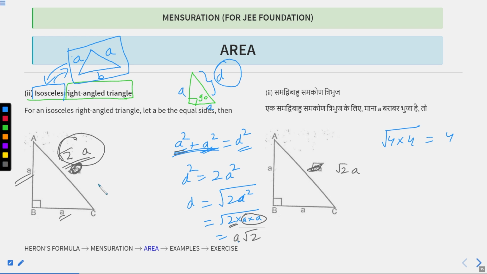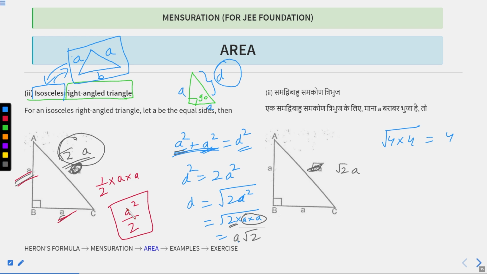Now if you are trying to calculate the area, in the previous slide we saw the area is half into base. Base is this, a, into height is this, a. So area is going to be a square by 2. I hope this is also clear.